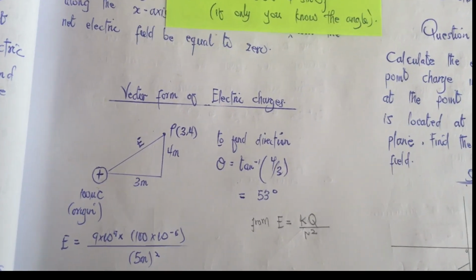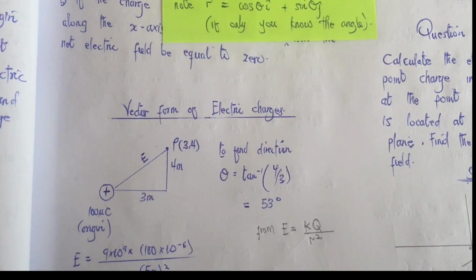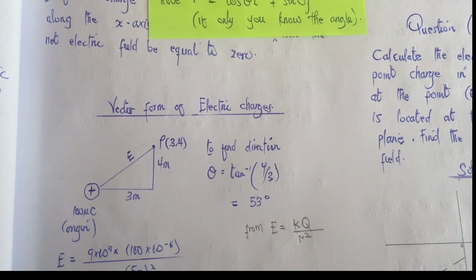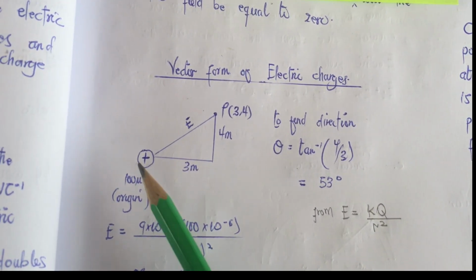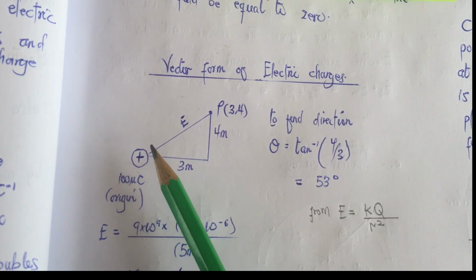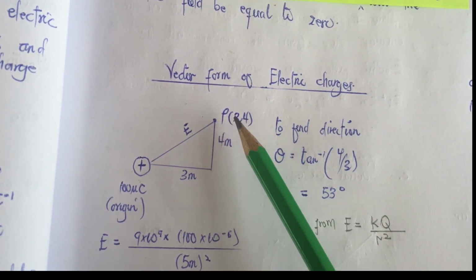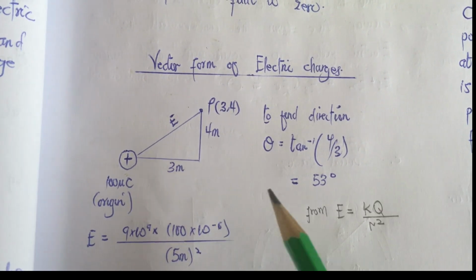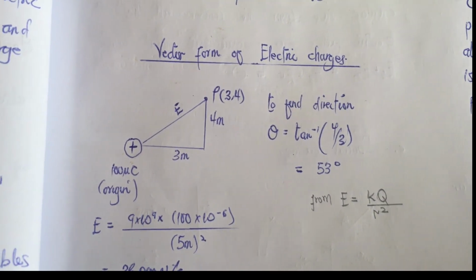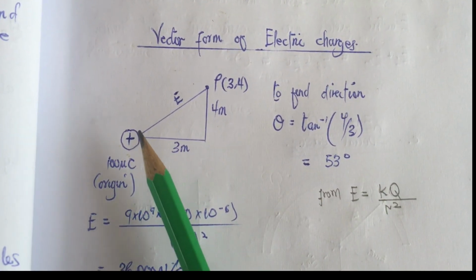Welcome once again. Today we are going to discuss electric charges and electric field in vector form. Let's say we have a positive charge here, and we also have a point charge. The point charge is always represented as a positive charge. And let's say we have another positive charge here.